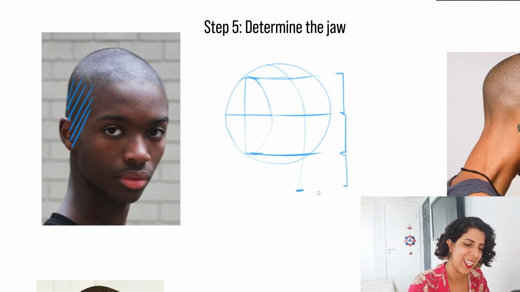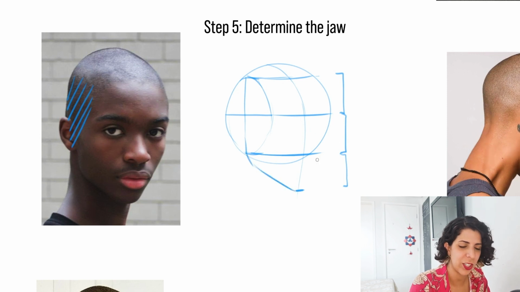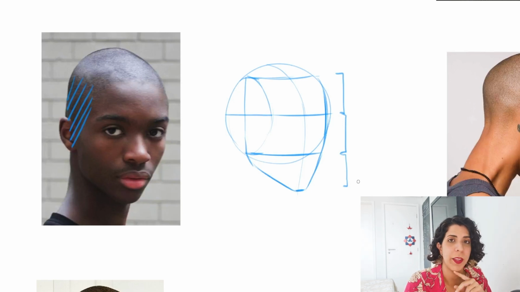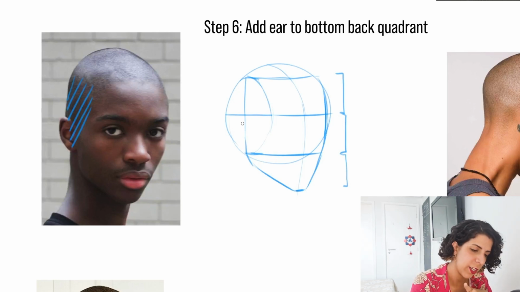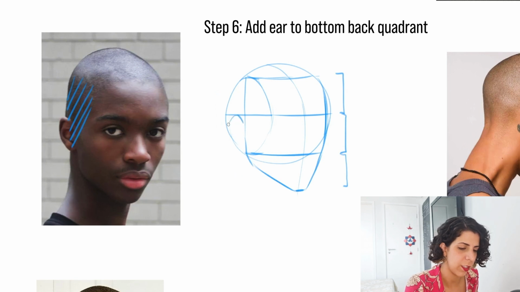Ta-da! And then you connect it in this triangular shape and make it a head. Ta-da! Isn't it wonderful? Oh, by the way, for the ear, you just add it to this quadrant here. It's at the bottom and further away from the face. So it's going to be like this. Okay, now we have the head.